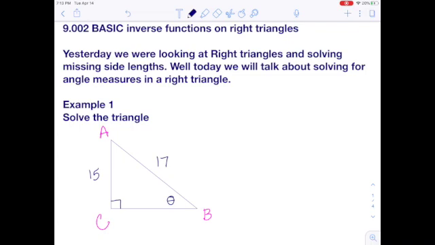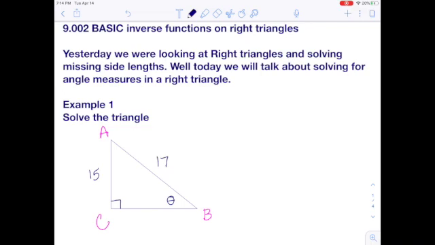Yesterday we were looking at right triangles and solving for missing side lengths. Well, that's all good and dandy, but what if you're missing an angle measure? What if you take a look at example 1 and you have two side lengths of your right triangle, but you don't know what theta is or angle B is? Today we're talking about how to find that angle measure.